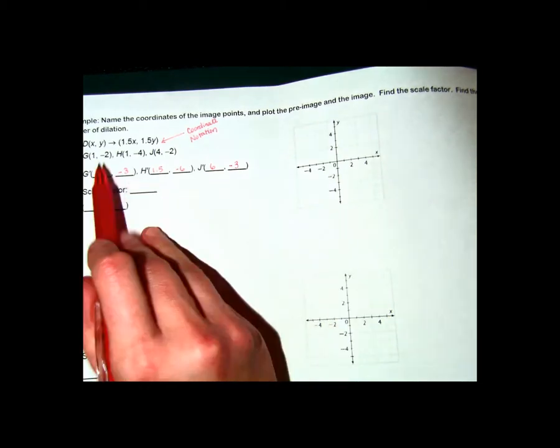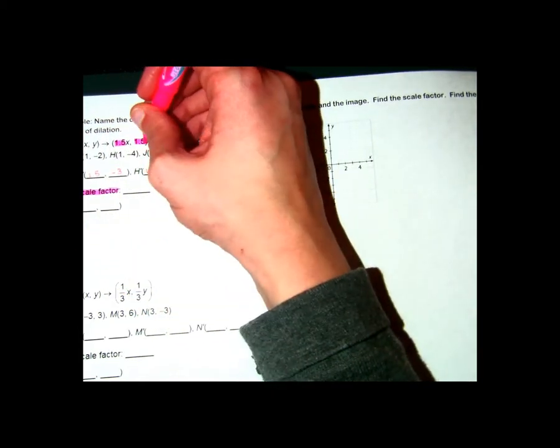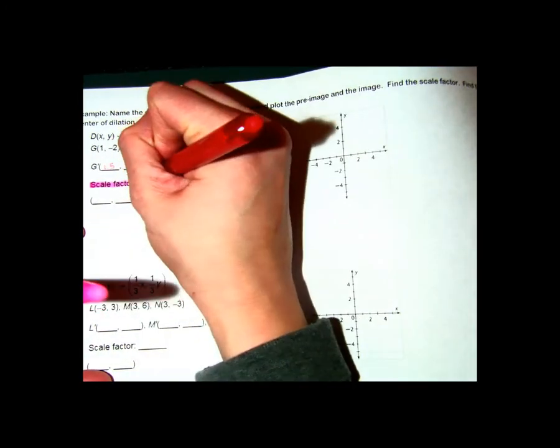I'm going to graph both. I'll graph this one in black, this one in red. I am going to go ahead and tell you, though, the scale factor, if you are given coordinate notation, is always here. So those match. Scoot that over a little bit. So my scale factor is 1.5.